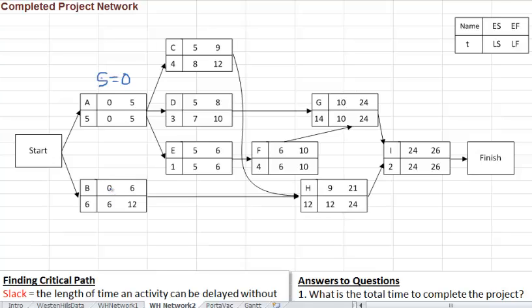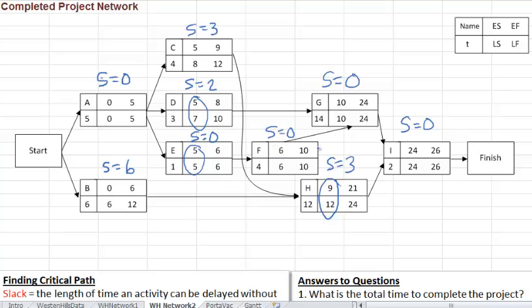Now here, there is some delay allowed because the earliest time you could start B is 0, and the latest time you have to start by is 6. So the difference is the slack, that is 6 minus 0 is 6. Now what about C? Earliest time is 5, latest time is 8, so the difference is 3. And here the difference is 7 minus 5, which is 2. And 5 minus 5, there is no difference. And for F we have 0 as the slack. Here the slack is 0, 3 here, and here the slack is 0. So those are the slacks of the activities.